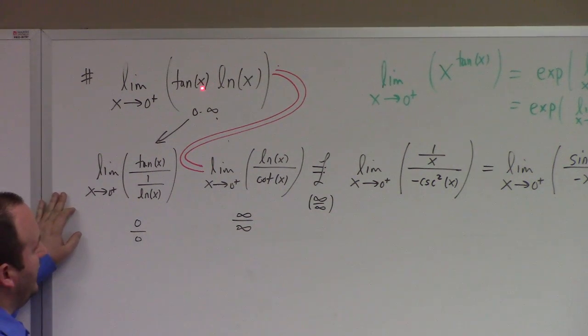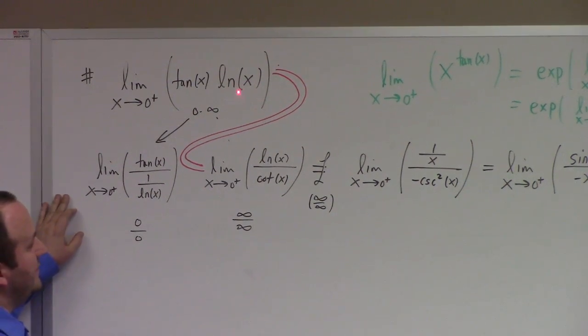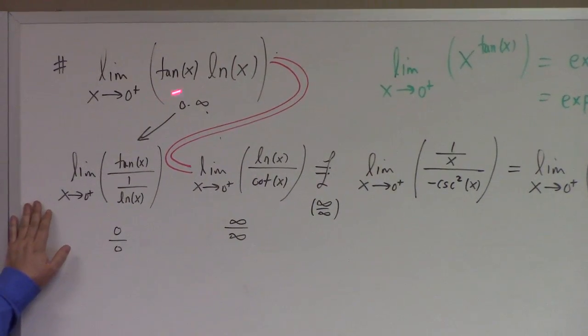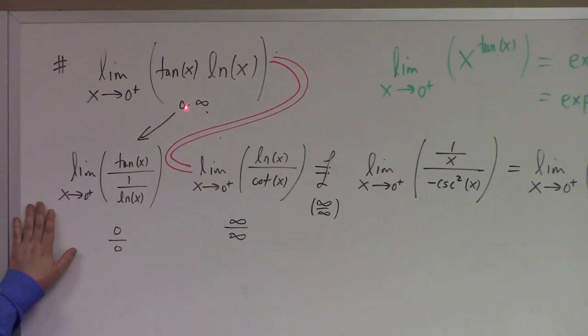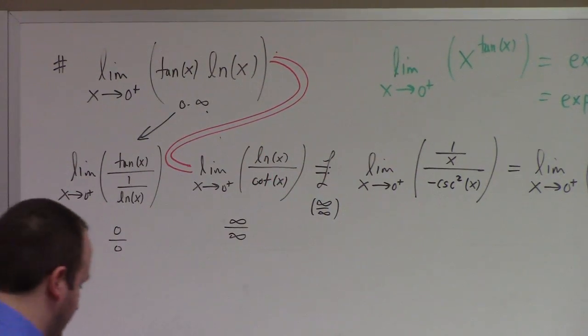So I got two choices. I've got 0 times infinity, right? I can either bring natural log into the denominator, or I can bring tangent into the denominator. If I bring log into the denominator, I just have tangent of x over 1 over natural log of x. This is weird. I don't like that much. So I decided this was a better route. So what I do is natural log over 1 over tangent, right?